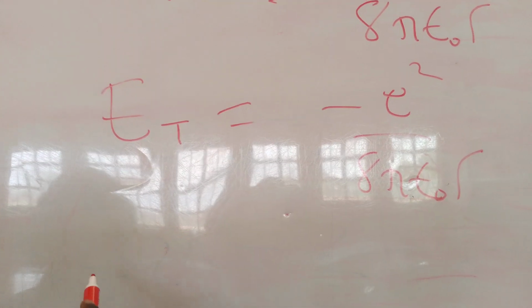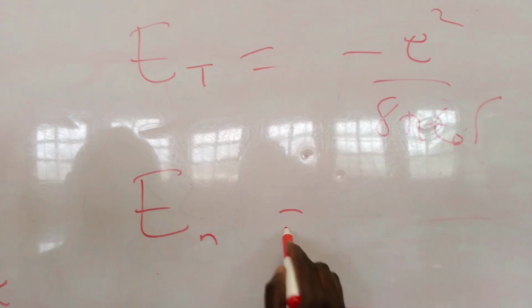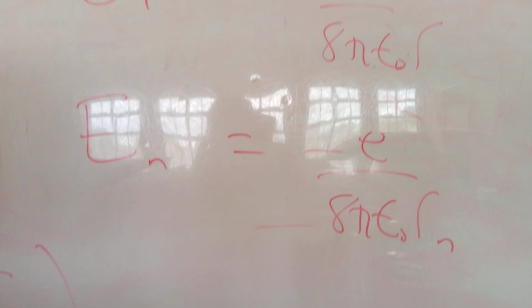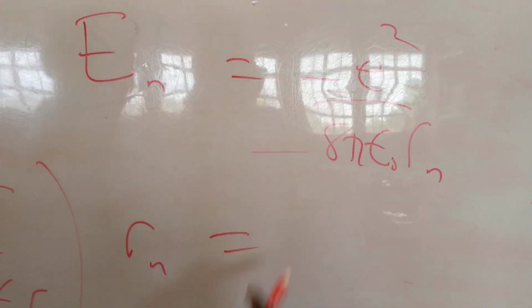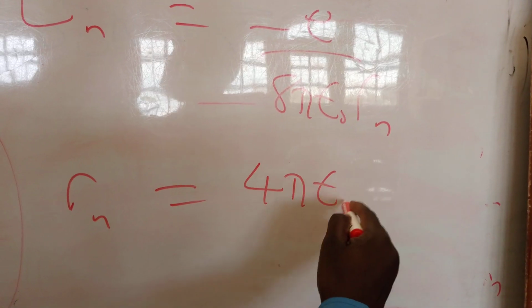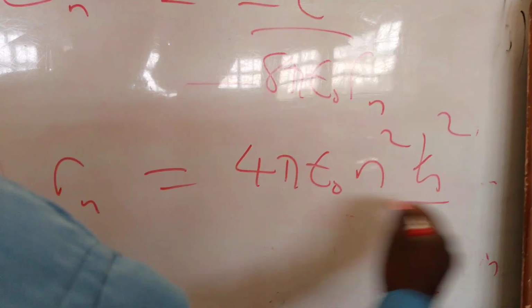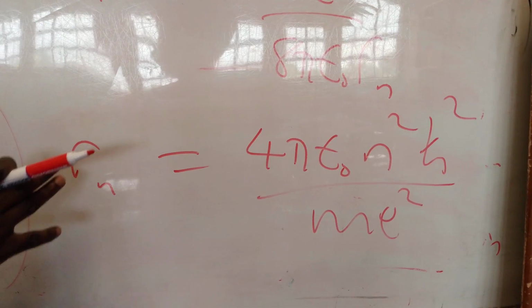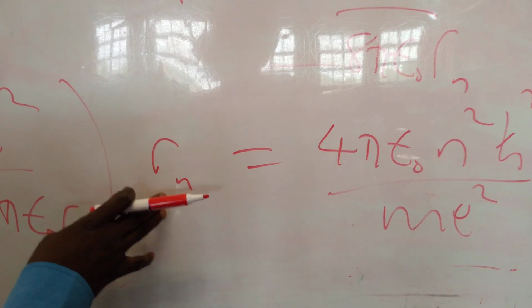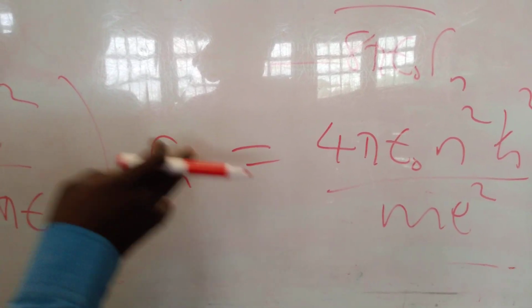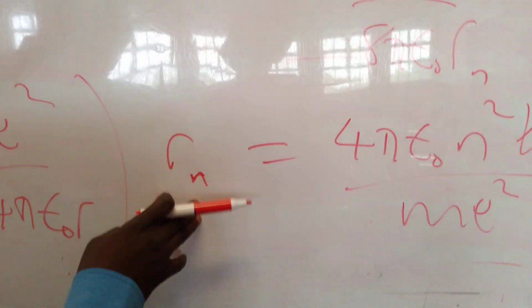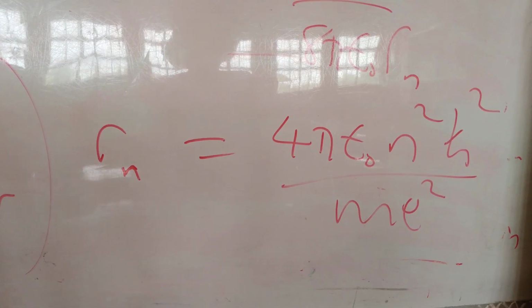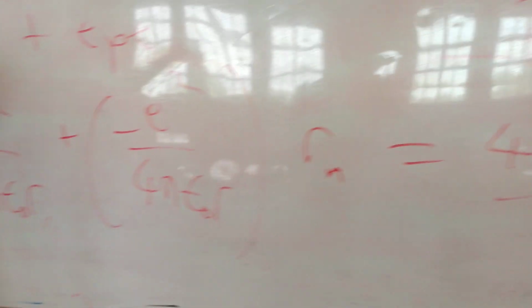Right. This energy can be reduced to the energy at the nth level by using 8 pi epsilon naught r_n. We said earlier on that r_n is 4 pi epsilon naught n squared h bar squared over m e squared. We agreed that the electron does not orbit at any radius. It orbits at allowed radii according to this equation, where n is the nth energy level.